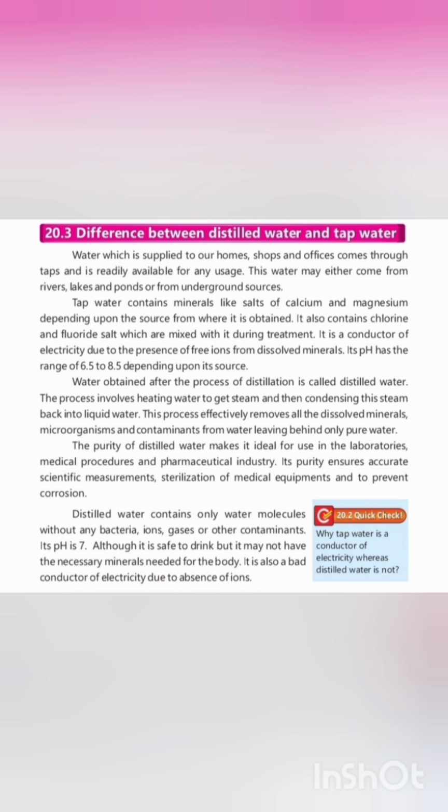It also contains chemical additives like chlorine and fluoride salts introduced during the water treatment process. Electrical conductivity. Because it contains these free dissolved ions, tap water conducts electricity. pH typically ranges between 6.5 and 8.5 depending upon its mineral source.